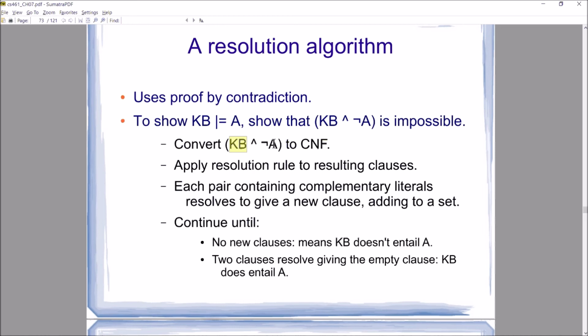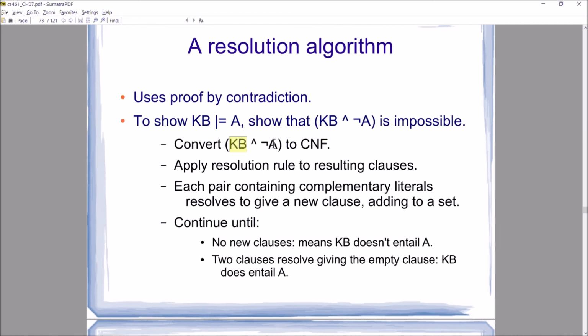Once you've done that, the next step is to apply the resolution rule to the individual clauses. I'm going to show you an example of this too. Each pair that contains complementary literals resolves. So you pair up clauses, and every pair that contains complementary literals resolves, and you do that elimination so you can create a new clause. Each new clause gets added to the set of clauses that were the result of the first conversion, if it's not already there.